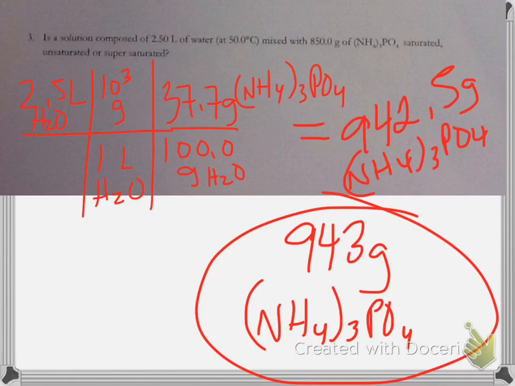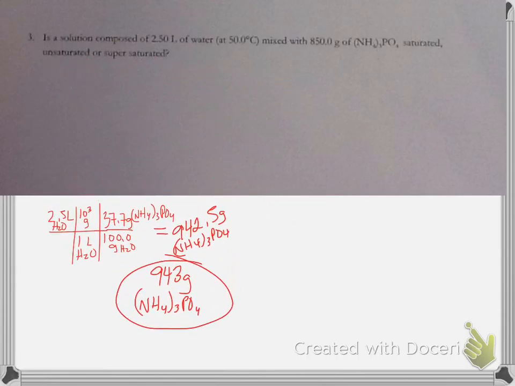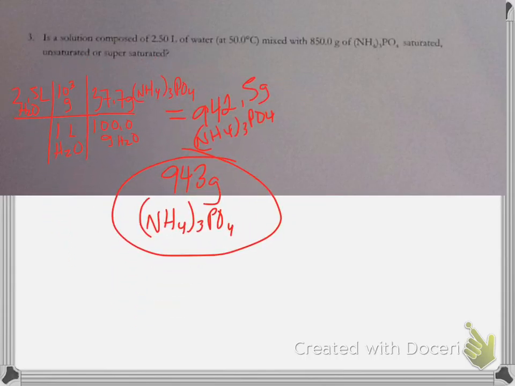What does that mean? Because that's not our answer. Our answer is going to be saturated, unsaturated, or supersaturated. What is that number telling us? It has room to dissolve more ammonium phosphate. So we could put in another 90 grams of ammonium phosphate and expect to get it to dissolve pretty well. So this is unsaturated. So your answer for this would be unsaturated.